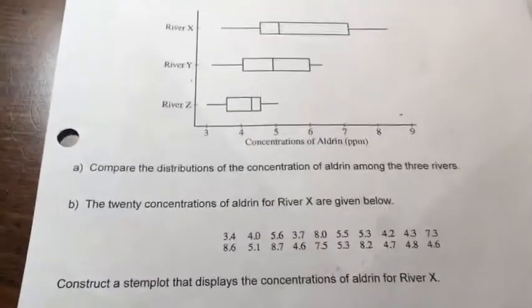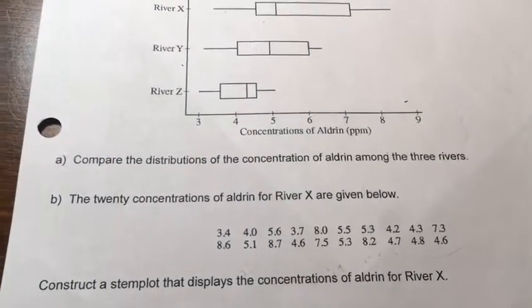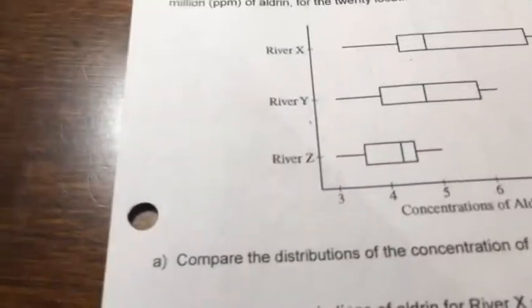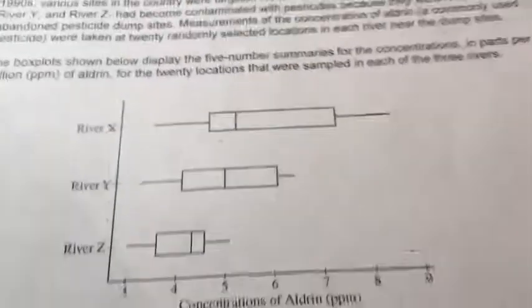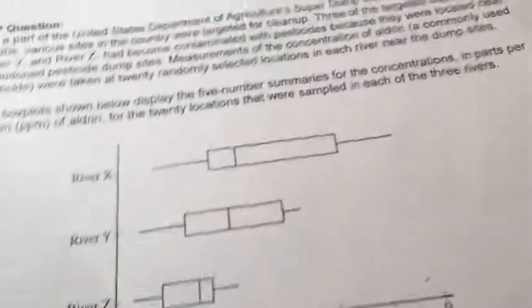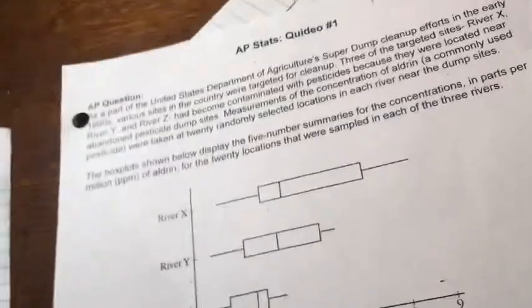Alright, question one. Compare the distributions of the concentration of aldrin among the three rivers. So, okay, to start off with the shape, they all seem to be more or less the same. There's nothing really that different about them. The spread is approximately normal. Which leads me to the second one: there are no outliers, so they all have no outliers. So they're all relatively about the same.